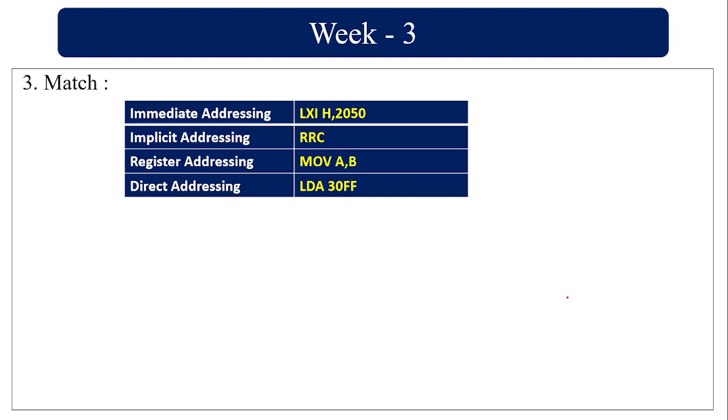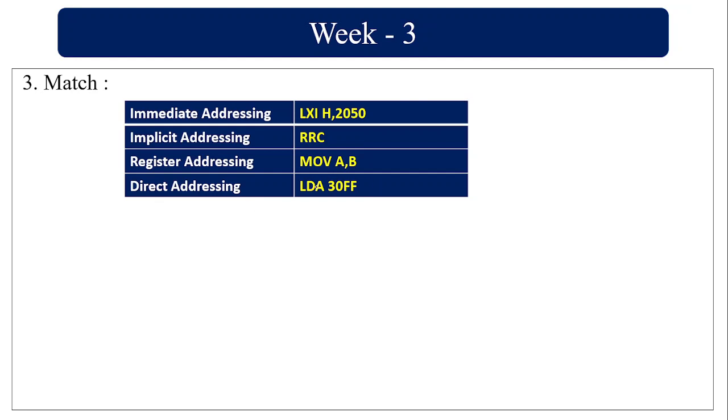So here, LXI H, 2050. Immediate addressing always will have this I in the 8085 microprocessor instruction set. So here the HL register pair will be loaded with 2050, H as 20 and L as 50. RRC is an implicit addressing mode. This mnemonic itself tells you that the accumulator content should be rotated to the right. And register addressing, MOV A, B. So here the source and destination registers are A and B.